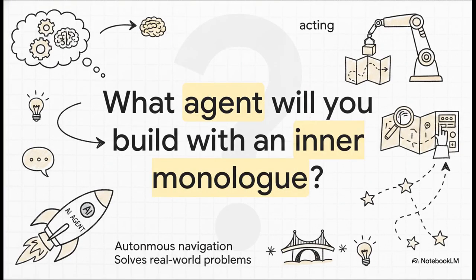So now that you understand the mechanics of synergizing reasoning and acting, you officially have the blueprint to bridge the AI action gap. You know exactly how to ground language models in reality, eliminate those pesky hallucinations, and create systems that can autonomously navigate really complex environments. The only question left for you is, what real-world problem are you going to have your brand new agent solve?